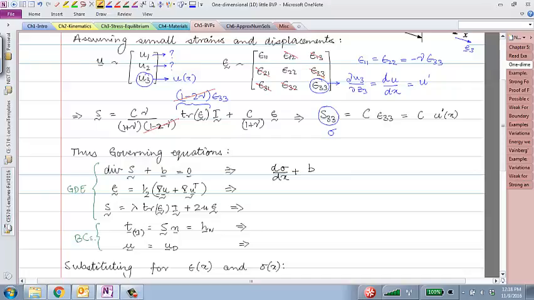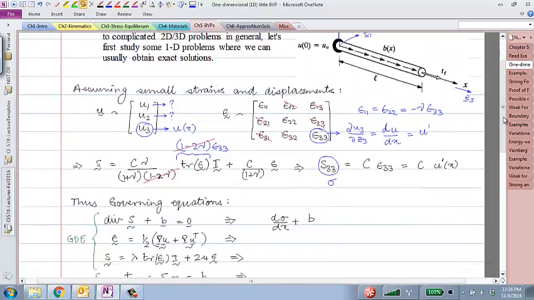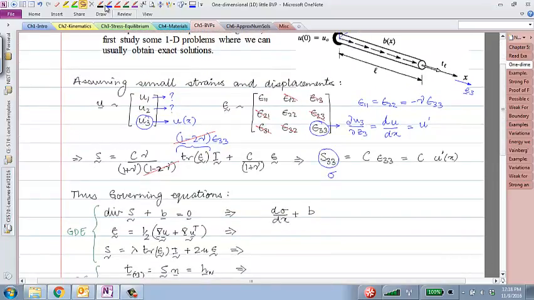Let's assume that there are no lateral body forces, but body force can be only along the longitudinal direction. So d sigma dx plus body force is equal to 0. And that gives me one of the equations. And just to be consistent with the book, maybe I'll also write it like this: sigma prime plus b equal to 0. This equation must hold for all points x in between 0 to L. For all cross sections in between 0 to L, this equation must hold.